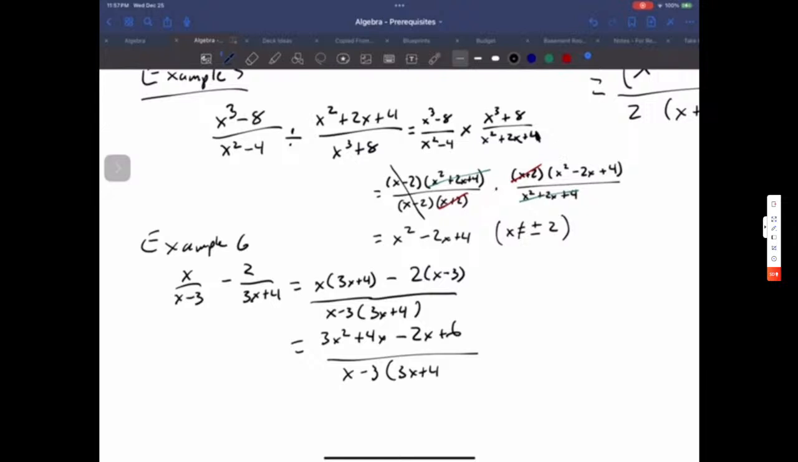If we look at the top, these two will give us 3x squared plus 2x plus 6 over x minus 3 times 3x plus 4, and I don't think that that can be simplified any further. None of the factors of that are the same down here.